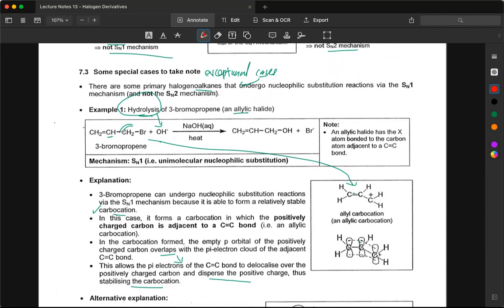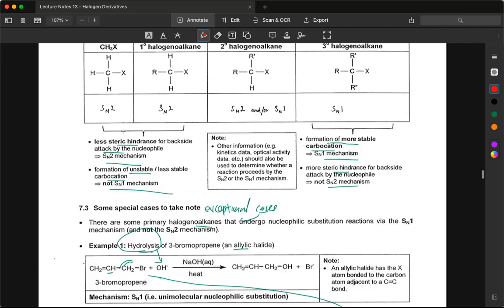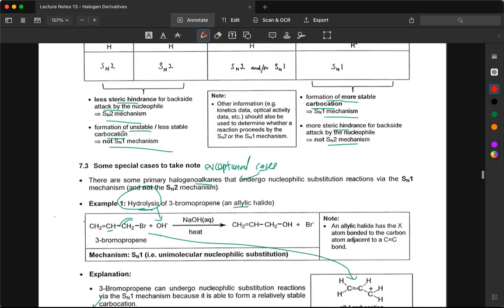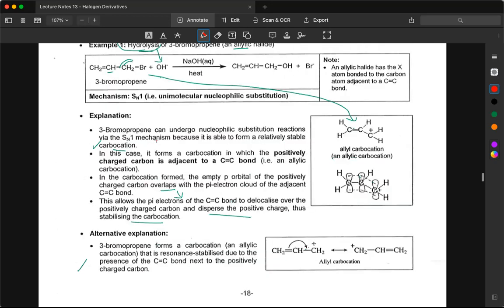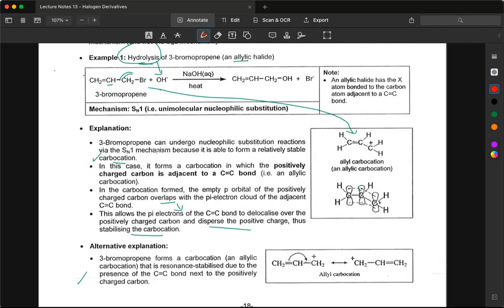Although the halogenoalkene here is actually primary, so by right it's SN2, right? But no. What is the explanation? 3-bromopropene can undergo nucleophilic substitution via SN1 because it actually can form a stable carbocation. In this case, it forms a carbocation where the positively charged carbon is adjacent to the double bond.